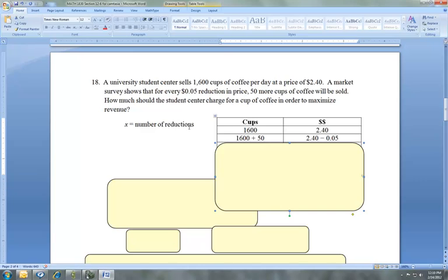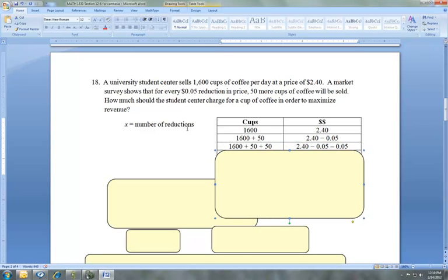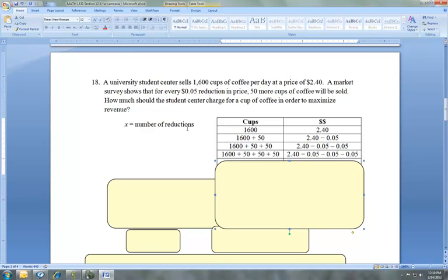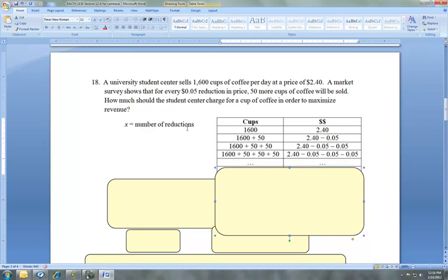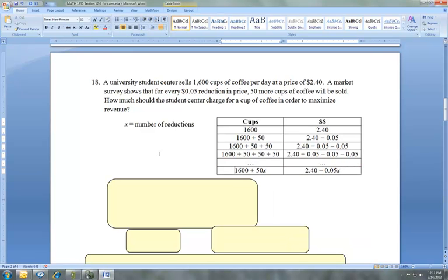So the next one, let's go down another nickel, and my cups go up by 50. See how many times I did this. I went down another nickel, and my cups went up, so this goes on and on and on. So if my number of reductions is x, see if you see this. I could go 2.40 minus 0.05x. This one I could do 1,600 plus 50x.